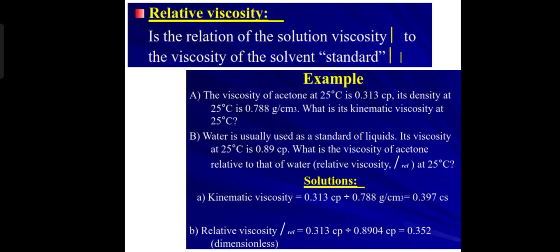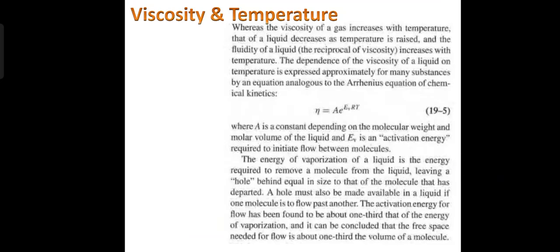Relative viscosity I have also discussed here. This is the ratio of the solution viscosity to the viscosity of the solvent standard. Some examples are there; you can do them by yourself. Two questions: the viscosity of acetone is 25. Also remember the point that viscosity should be mentioned at a particular temperature, like 25 degrees Celsius, 24, or 37 degrees Celsius. So you can do the numericals on your own. I will go to the next slide.